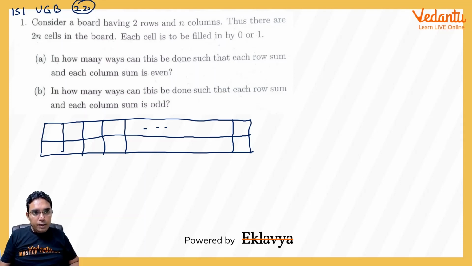Each cell is to be filled by 0 or 1, and there are 2n cells in the board. So my part A: in how many ways can this be done such that each row sum and each column sum is even? Okay, so what we will do, please understand, we will start filling row 1.